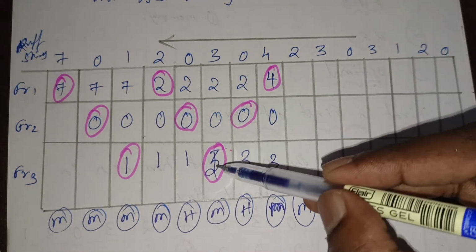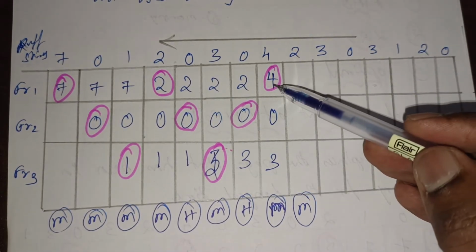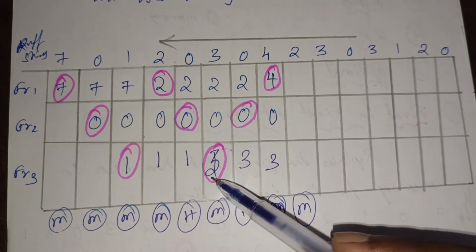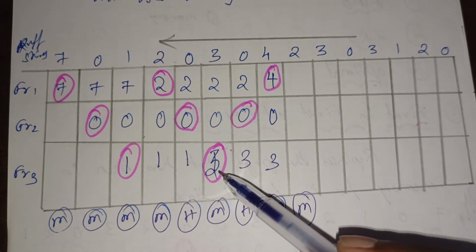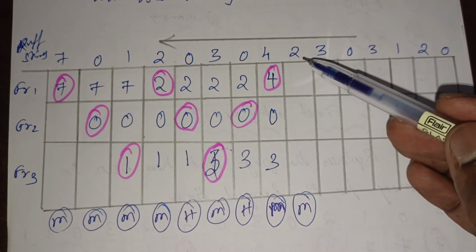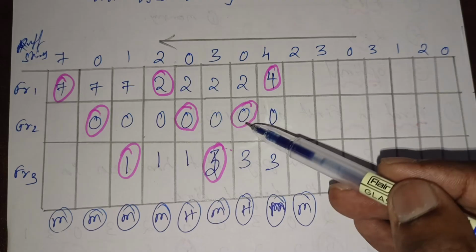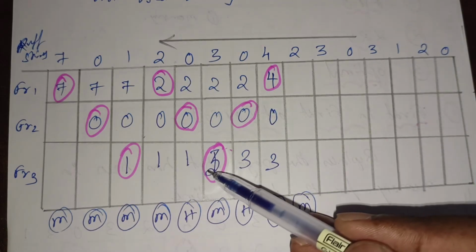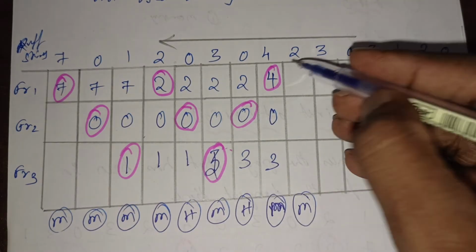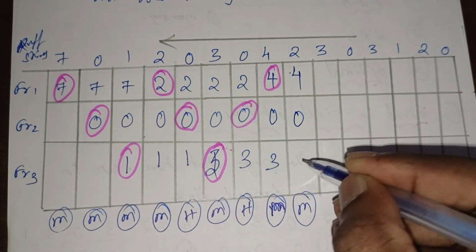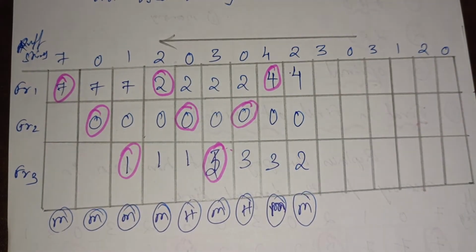And which particular frame has to be replaced? 4 is recently used, next recently used is 0, and next recently used is 3. So this 3 will be replaced by this particular 2. So which is not used recently, that is a point. Here it is used recently, here it is next used, and here it is the third next used. So 4, 0, 2. 2 is a miss, so I already mentioned miss.